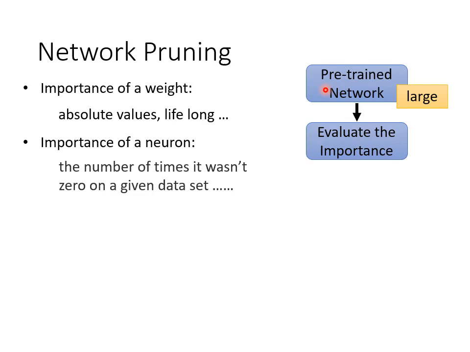How to evaluate whether a parameter is doing something? How to evaluate the importance of a parameter? Perhaps the easiest way is to check its absolute value. If the absolute value of this parameter is large, it may have a great impact on the entire network. If the absolute value is closer to 0, it may have less impact on the entire network.